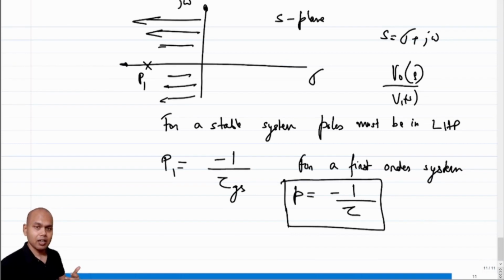You remember at the beginning of the course, we spent a lot of time finding out time constants of different types of circuits, different types of first order circuits. So we leverage those learnings here. Why? Because if we know the time constant, we automatically know the poles, right? That's good.